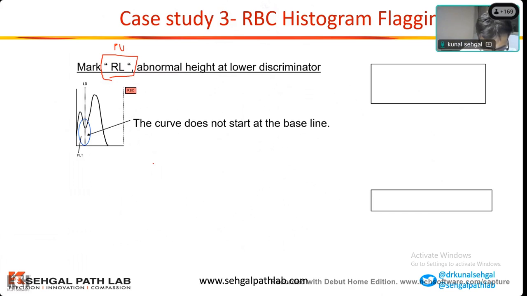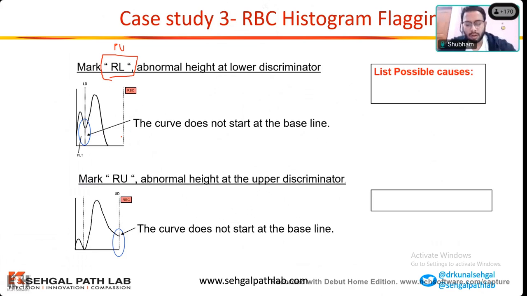But Shubham, can you tell me what are the causes when we have a curve which does not start at the baseline? Why is it not touching the baseline? What would be the causes for RBCs? For RBCs, it may be according to the size of the RBCs, if other cells are present in the blood. Accordingly, fragmented RBCs can be there, or it can be nucleated RBCs. So you are saying small RBCs and fragmented RBCs. Yes, okay.